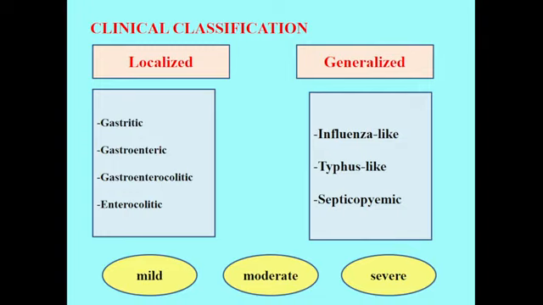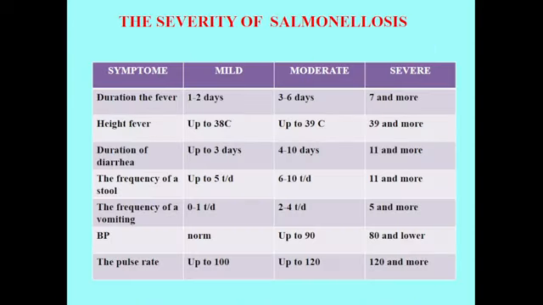Gastroenterocolitic: vomiting, watery diarrhea, plus maybe admixtures of mucus, for example, maybe even blood. Enterocolitic, without vomiting, but more of a colitic syndrome. Generalized may be influenza-like, typhus-like, and septicopyemic, yes, when it goes to blood. Also, it always may be mild, moderate, and severe form.